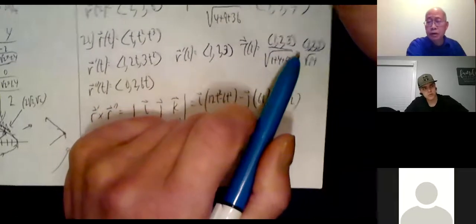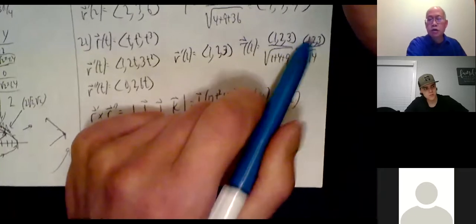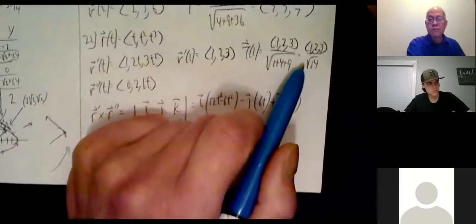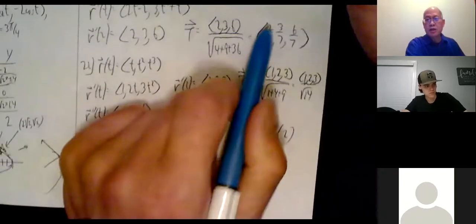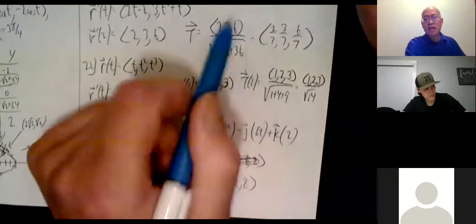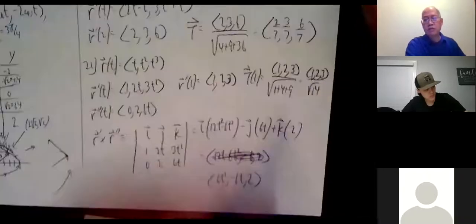And by the way, this is acceptable. You don't have to say 1 over radical 14, 2 over radical 14, 3 over radical 14. You can just divide the whole thing by radical 14. So even here, you could have just gone 2, 3, 6 divided by 7. But I thought 7 is a nice enough number that we'll just put 7 on all of them. Here, radical 14, not so nice, so I'll just write it like that.